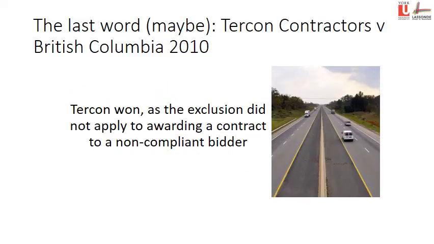In the case of Tercon, the exclusion clause didn't apply because British Columbia wasn't in a position to contract with the party that actually didn't meet the initial terms. Therefore, the contract was thrown out and British Columbia was required to contract with Tercon.